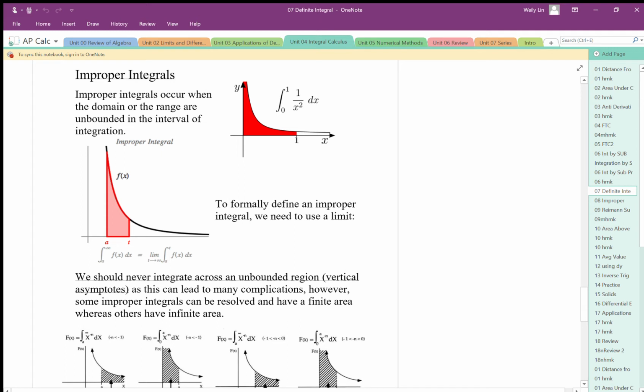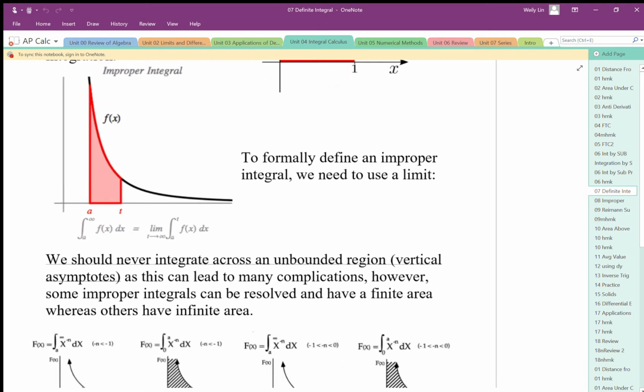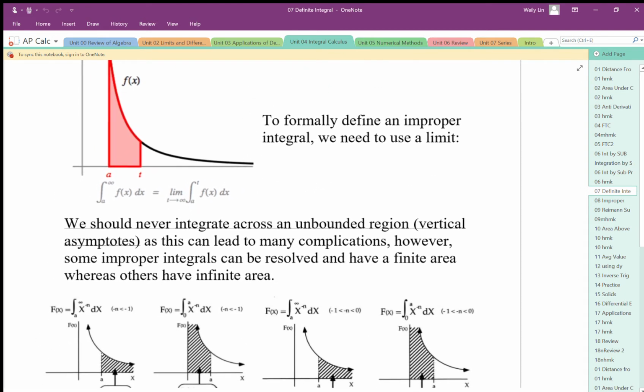Now, we can integrate these without limits, but to really do it properly, we should use a limit because we are going to infinity, and the x value is going to an asymptote. Again, we can't actually get to the asymptote, so we really should be using a limit in these cases. It works without the limit, but formally, we should do it with a limit.